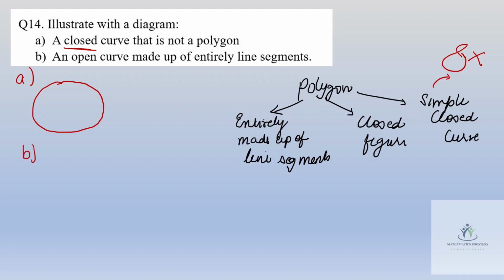B part, an open curve entirely made up of line segments. So you can draw anything. This is a figure which is entirely made up of line segments, but it is open.